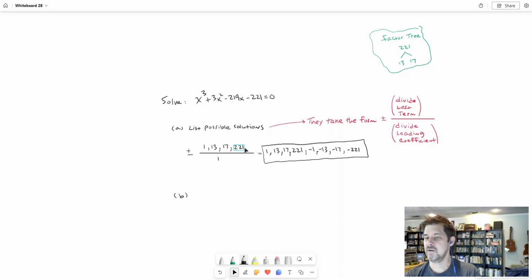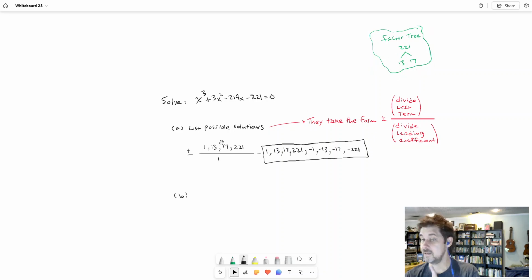Now up top here, I have to put all the numbers that divide into that last term, which is 221. To do that, I made a little factor tree, and I actually used some trial and error. You might think of it as, I'm just going to get my calculator and go through in order until I find a number that divides into 221, and then make a factor tree and find all the numbers that divide into 221. So I found that 13 was the first number that divided into 221, and 13 times 17 is 221. And that's as far as I can break down the factor tree.